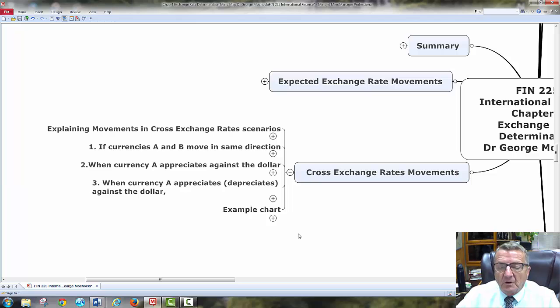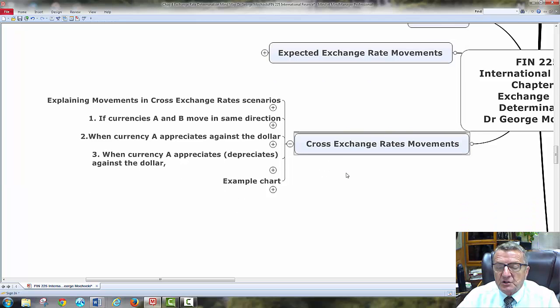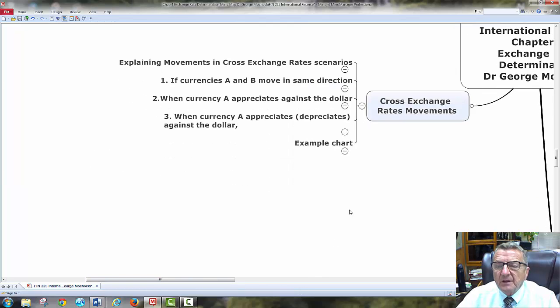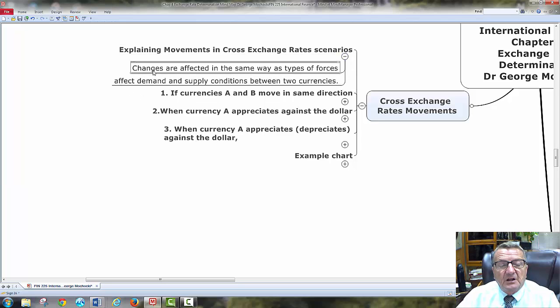Okay, so let's say cross exchange rate movement. Let me do it this way, just to bring it in, so you can always see what I'm talking about. That's why I like the concept map. You see where I'm at. Explaining the movement: changes are affected in the same way as the types of forces that we talked about back there. Factors affect the demand and supply condition between two currencies or countries. Remember, look at the currencies as an inventory of a good, as a tangible thing, the supply.